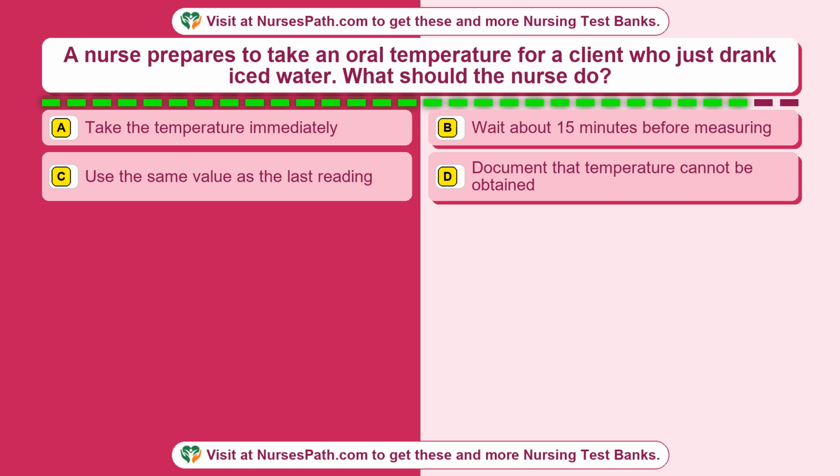Question 1. A nurse prepares to take an oral temperature for a client who just drank iced water. What should the nurse do? Option A. Take the temperature immediately. Option B. Wait about 15 minutes before measuring. Option C. Use the same value as the last reading. Option D. Document that temperature cannot be obtained.